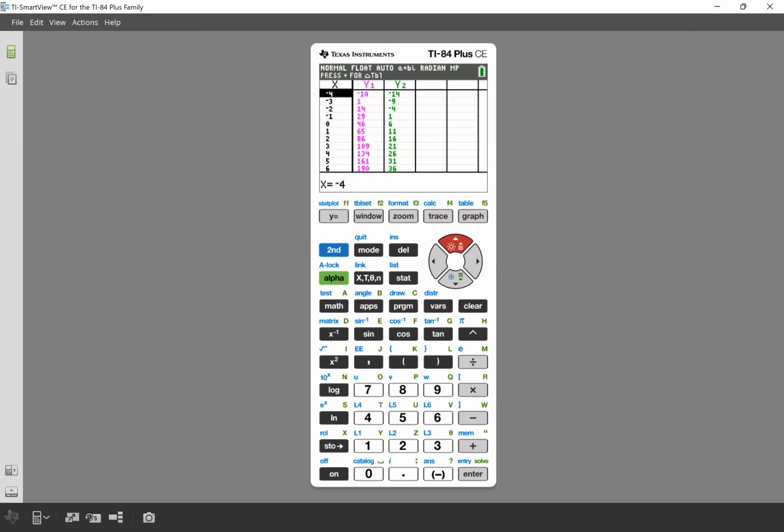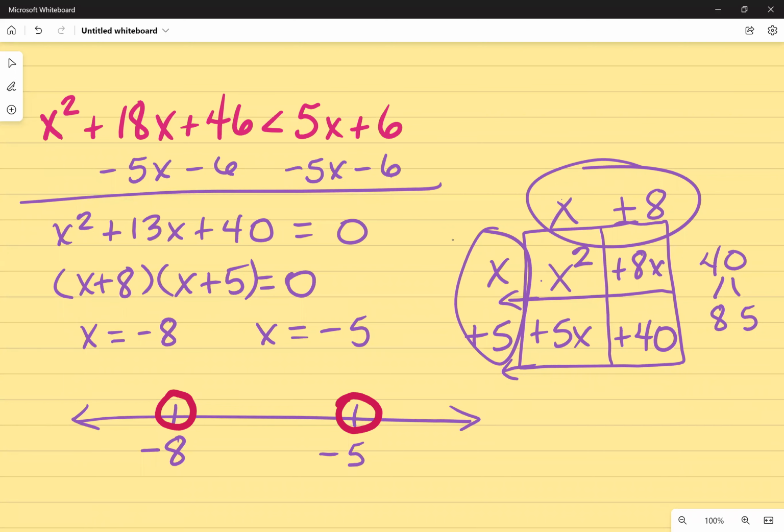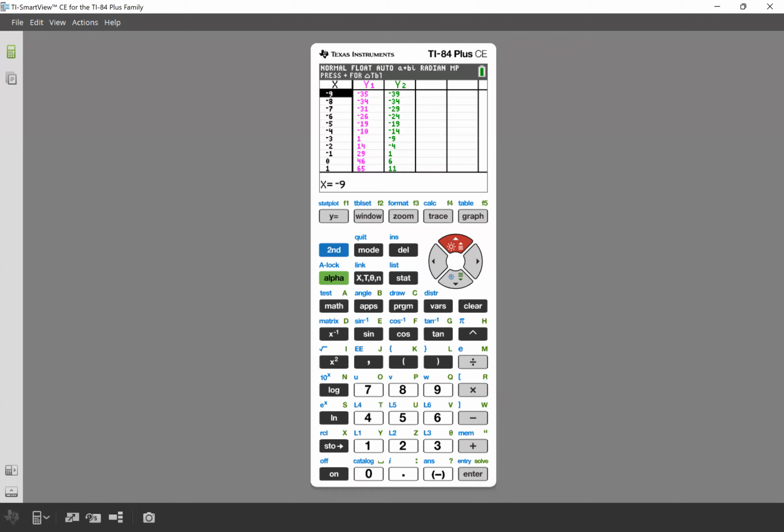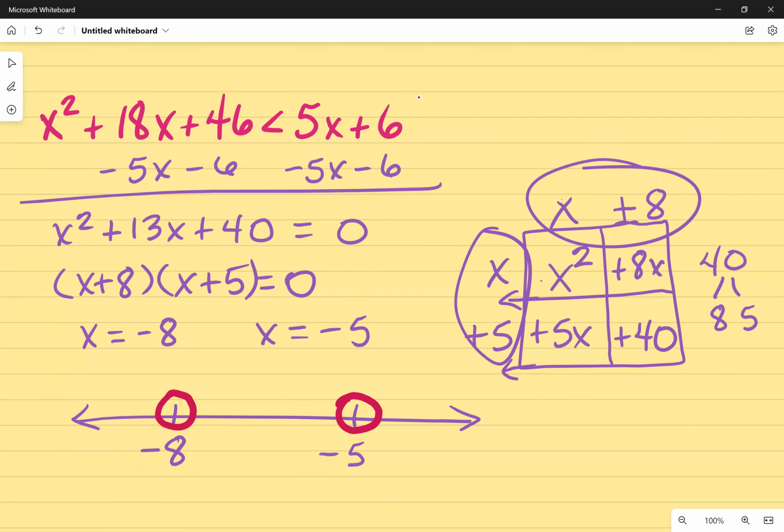I just said that I'm going to use negative 8. So I want to pick any number that's before negative 8 and see if it works, if it is in fact less than. So negative 9, is negative 35 less than negative 39? No, it is not. You have to watch the counting.